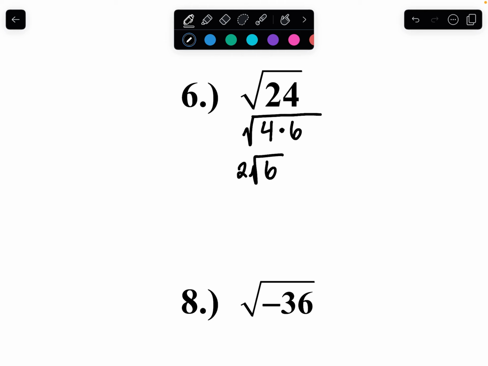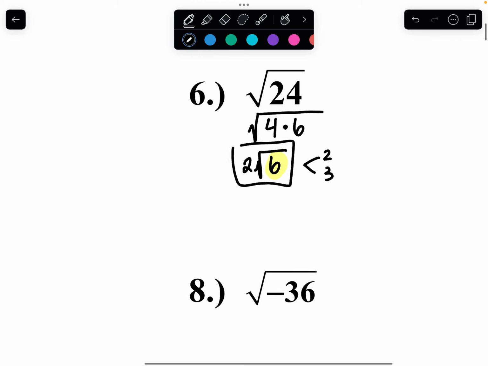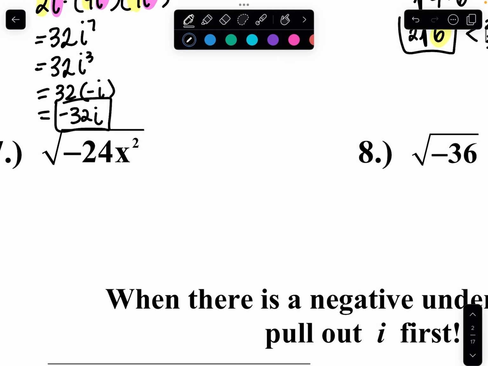So I'm going to take a 2 out, and this would simplify to 2 square roots of 6. Always make sure there's no more perfect square factors left under the radical. I can break 6 into 2 times 3, and that's the best I can do. Those are prime, they're not perfect squares, so this is simplified.